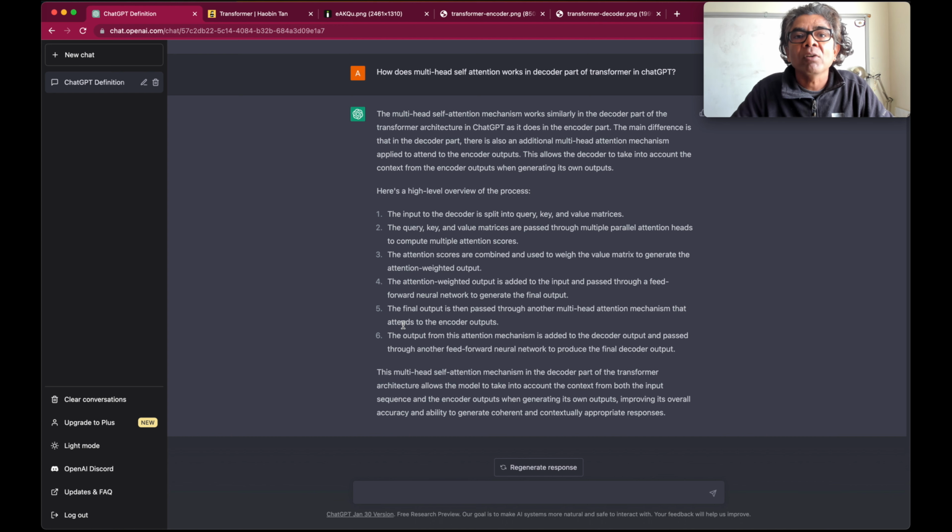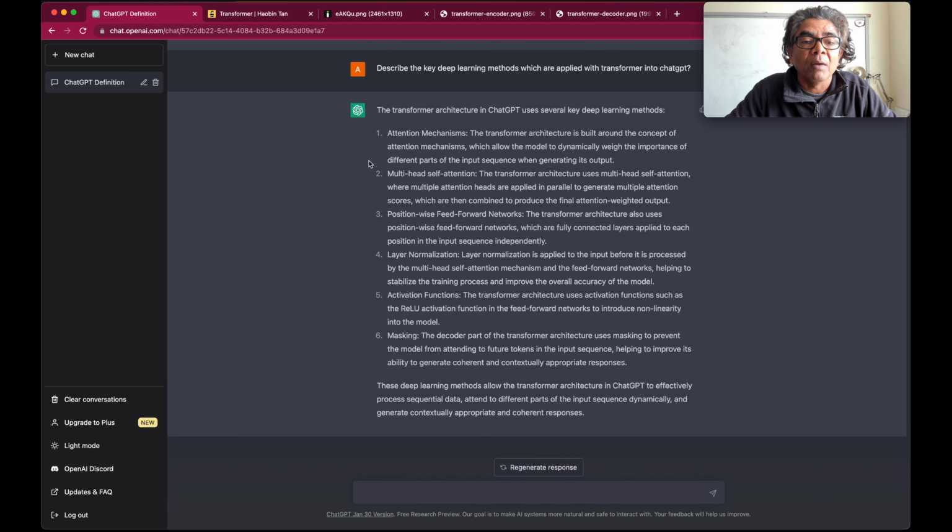So most of the technical details related to large language model implementation with regard to the transformer, in the context of ChatGPT, we have understood here. We can summarize what kind of neural network and deep learning methodologies are applied here. So the question is, describe the key deep learning methods which are applied with the transformer in GPT. We have already gone through the attention mechanism and multi-head self-attention. We got a new word, position-wise feed-forward networks, layer normalization, activation we already know. But we have seen that we are using softmax there, and masking.